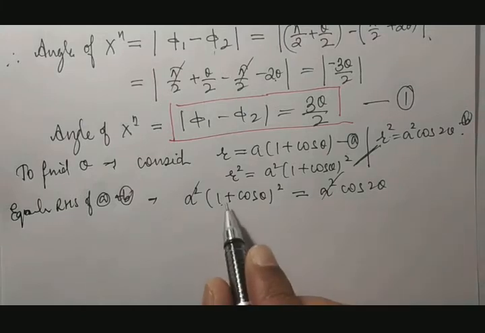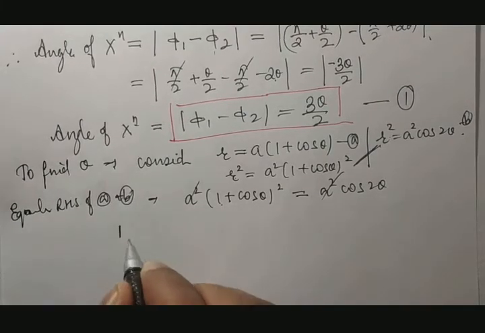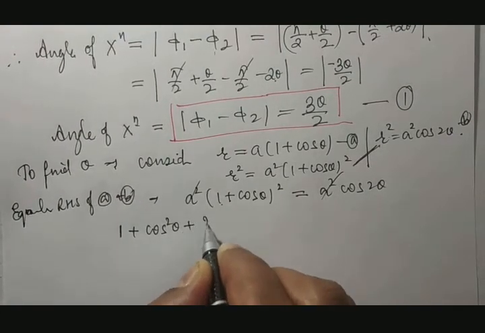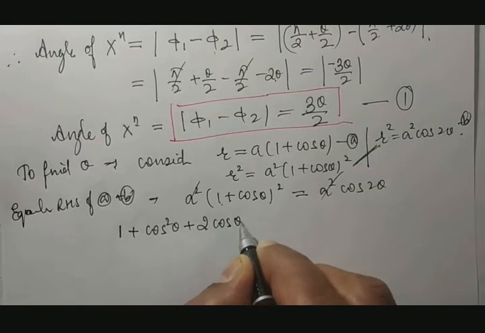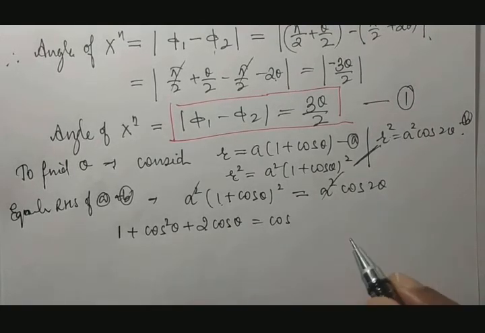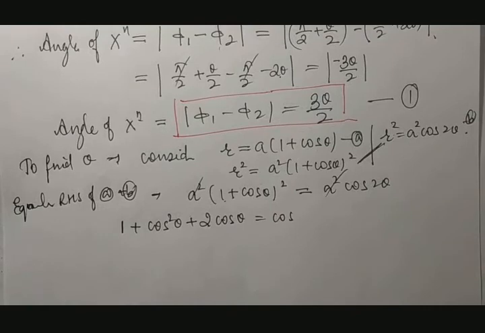What is the expansion of 1 plus cos theta whole square? It is like a plus b whole square. That is 1 square, 1 plus cos square theta plus 2 times 1 into cos theta. Fine, which is equal to cos 2 theta. How do you write this cos 2 theta?